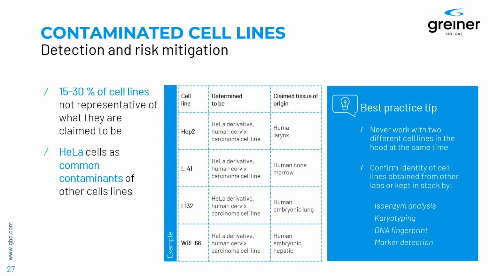And you can imagine the shocking moment when this is identified, and researchers have already published their results and interpreted them in a completely different and wrong direction, because they thought they were dealing with a very specific cell type. Best practice tips here are: you should never work with two different cell lines in the hood at the same time, and you should confirm the identity of cells you obtain from other labs and also those kept in your stock, by either isoenzyme analysis, karyotyping, DNA fingerprint, or marker detection.